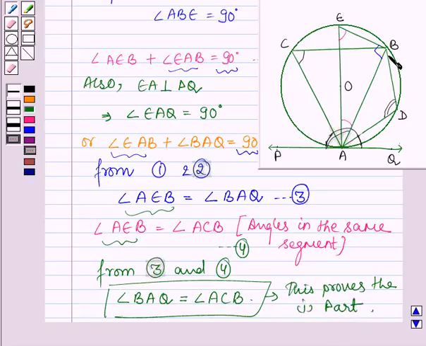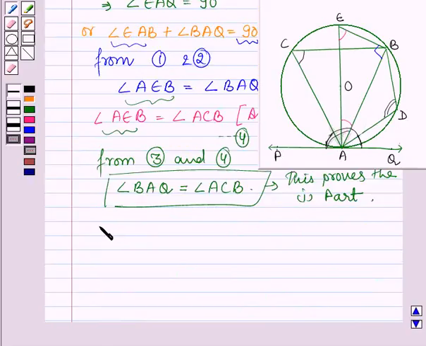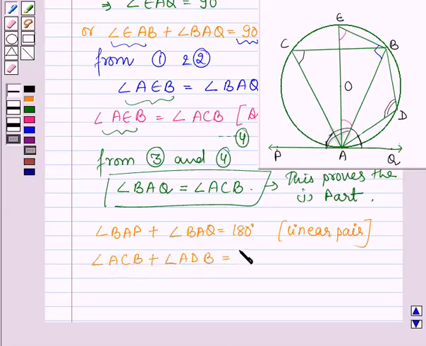And now we have to prove that angle BAP is equal to angle ADB. Now since PQ is a line, therefore angle BAP plus angle BAQ is equal to 180 degrees, linear pair. Also, since opposite angles of a cyclic quadrilateral are supplementary, therefore we have angle ACB plus angle ADB is equal to 180 degrees. Let this be equation number 5 and this be equation number 6.